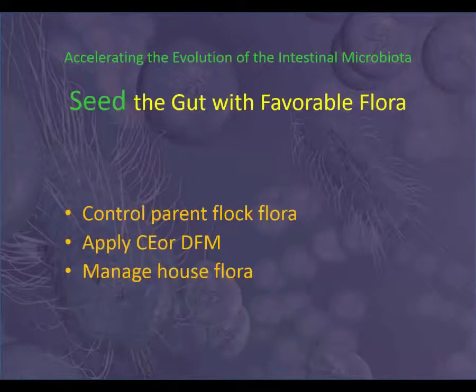flora is vertically transmitted. So the first intervention opportunity we have is to control parent flock flora. The second opportunity is to apply competitive exclusion, CE, or direct fed microbial products to seed down the correct flora. The third seeding of the intestinal tract occurs in the house when those birds are placed in the house.